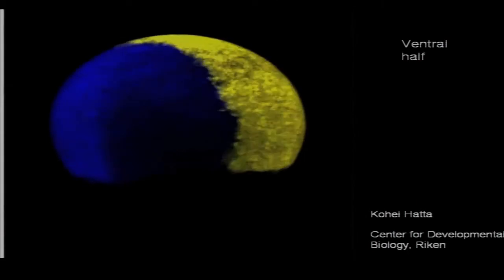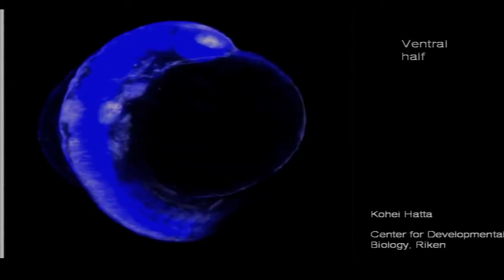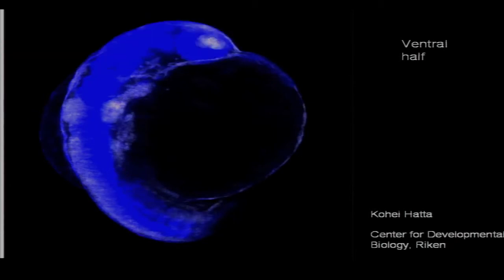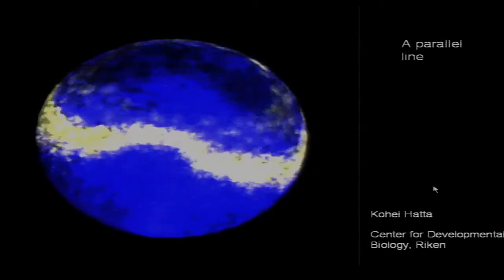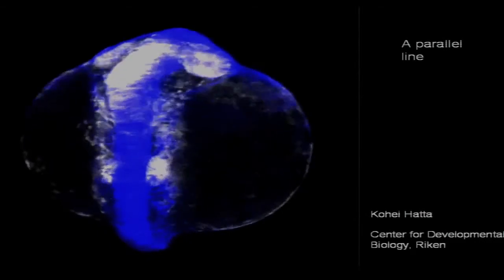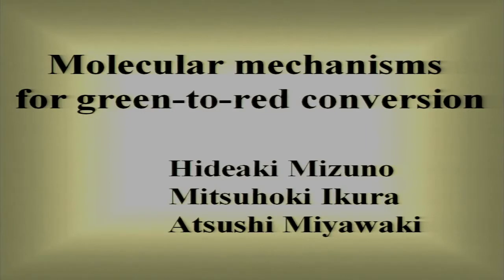And it's so easy to make a transgenic zebrafish expressing Kaede, and we can optically highlight any cells, and then we can follow their fate. In other words, cell lineage analysis is very easy to do. And we clarified the molecular mechanisms of the green to red photoconversion.